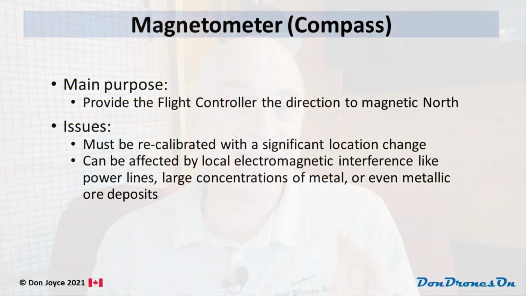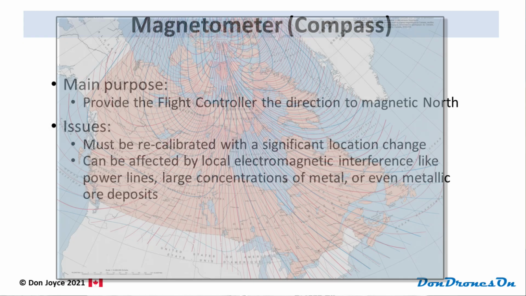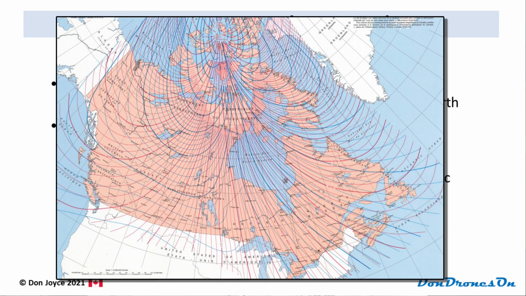Let's look at a couple of other crucial sensors. First is the magnetometer, or simply put, the compass. This device electronically detects the Earth's magnetic field to determine the direction to magnetic north. Magnetic north, of course, is not the same as true north, and the variation between the two directions, called the magnetic declination, differs from location to location.